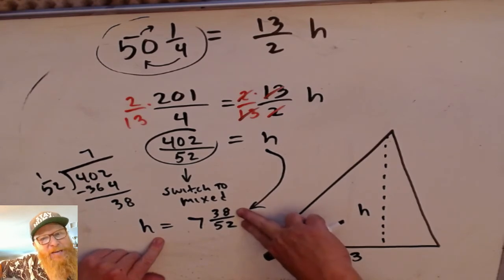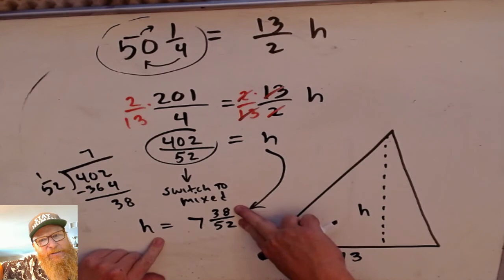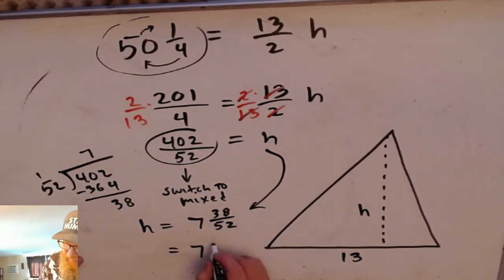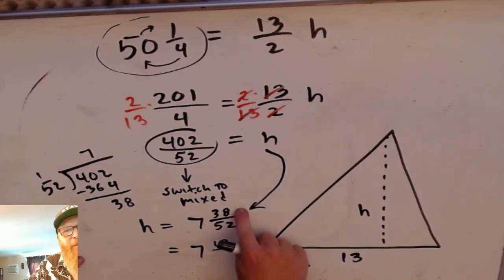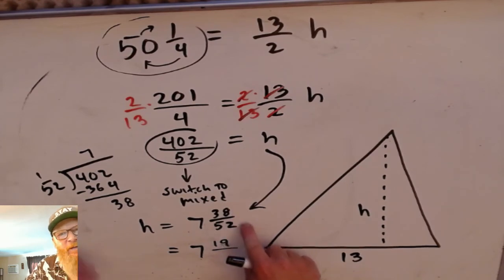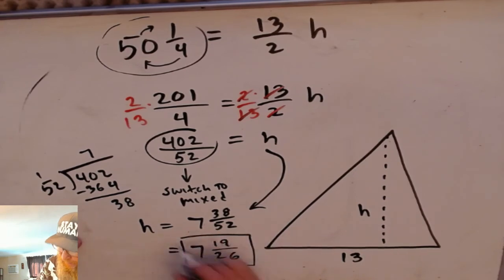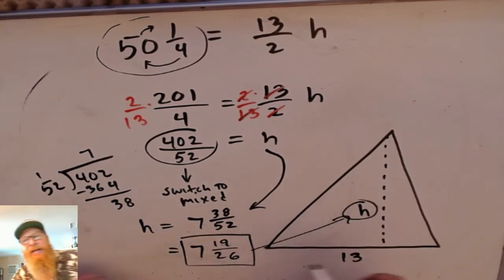And these are both even. 38 fifty-seconds. Those are both even. So divide them in half. 38 divided in half is 17. No, it's not. It's 19. 38 divided by 2 is 19. 52 divided by 2 is 26. So that is the height of the triangle.